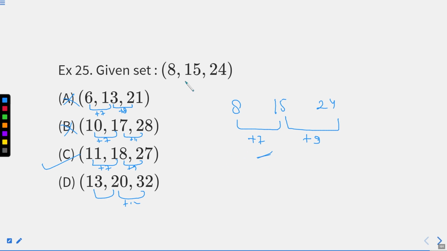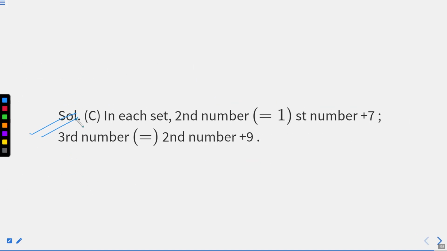So what we did, we rewrote the question. We derive the relation. We implement the same in the options. So option C will be our answer. You can see here as well, option number C. Right? What we are adding? Second number, then third number, then fourth number, right?